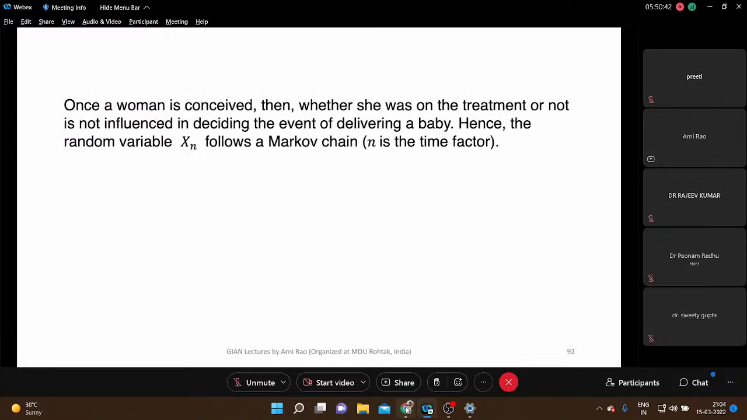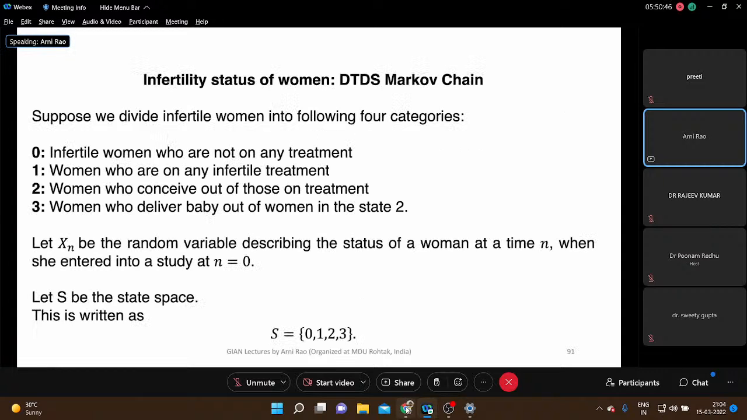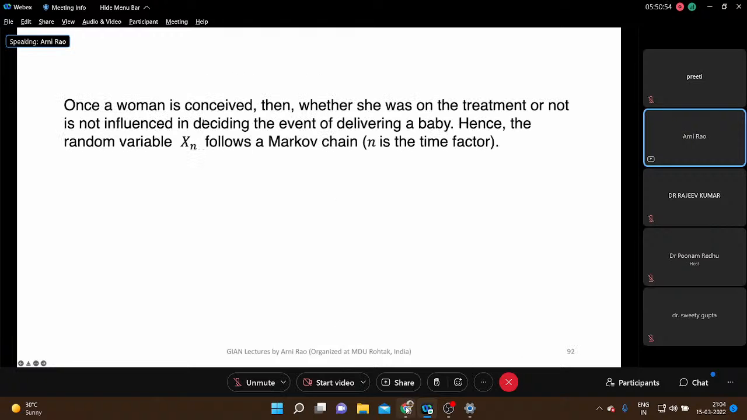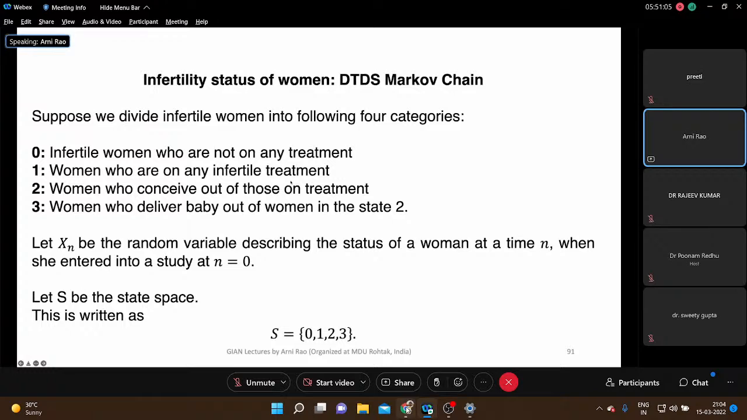Now, once a woman has conceived, in which state is that? That is state 2. State 2 is the woman who conceived out of those who are on treatment. So once a woman has conceived, whether she was on treatment or not does not influence the event of delivering a baby. Once she has conceived, there is no treatment.